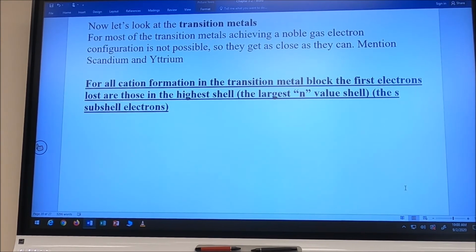For all transition metals, the first electrons they lose on their way to becoming a pseudo-noble gas, a false noble gas, are the electrons in their outermost shell, the highest n value. So they lose their s electrons in their outermost shell first, before they lose any d electrons. Okay? So we're going to look at some transition metals here.